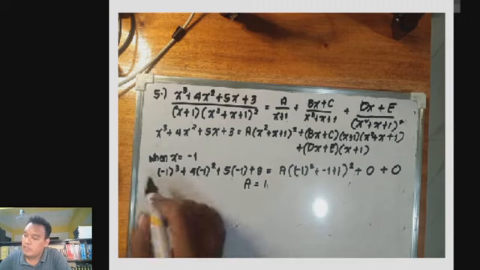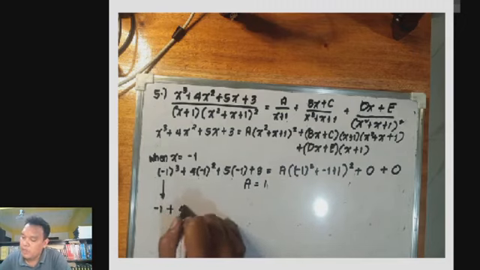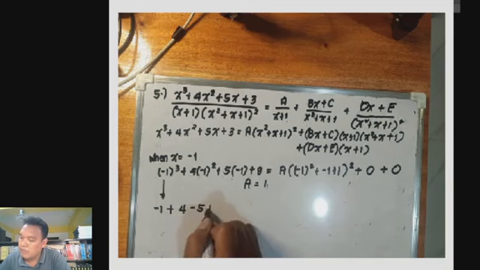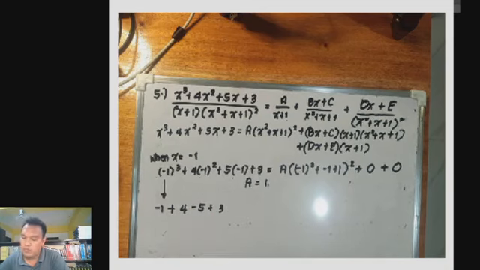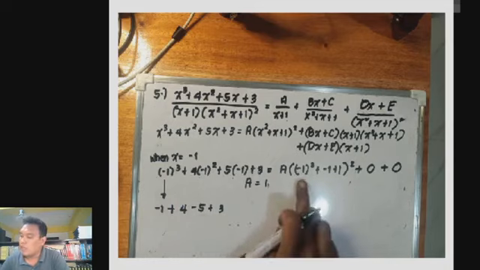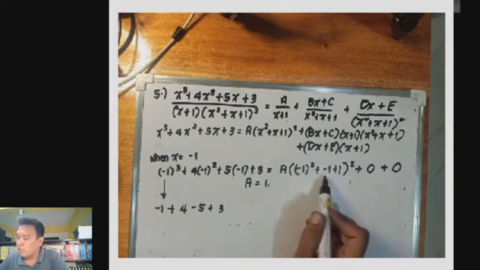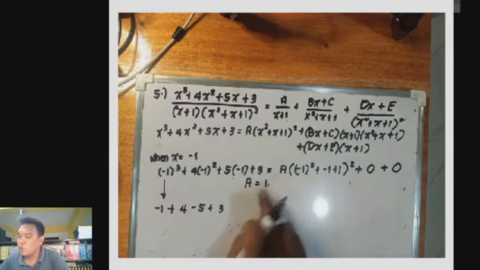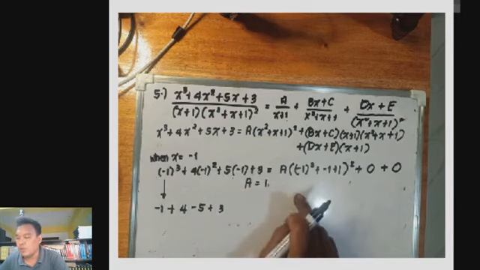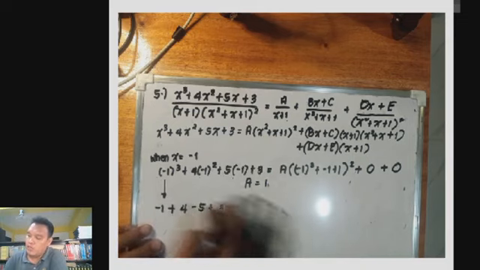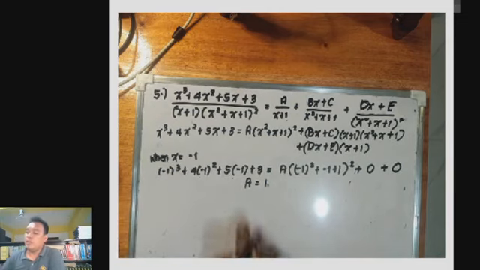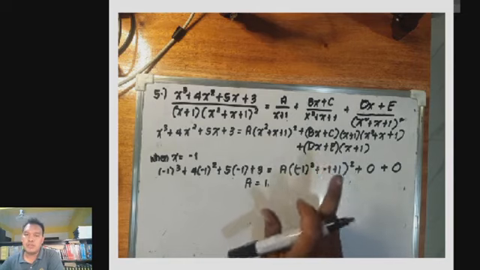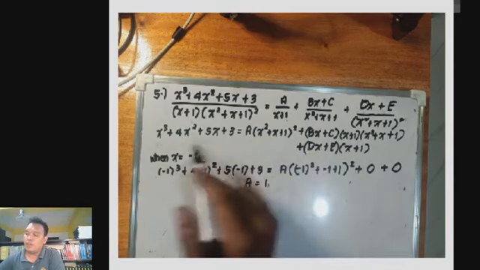So, we have this as negative 1 plus 4, dito ay minus 5 plus 3. Lalabas, negative 1 plus 4 minus 5 plus 3 is equivalent kay 1. Then lalabas to ay 1 minus 1 is 0 plus 1 squared is 1 squared. So lalabas a is equivalent kay 1. Okay? Then to get the value of B, C, D, E, we need to simplify the following.